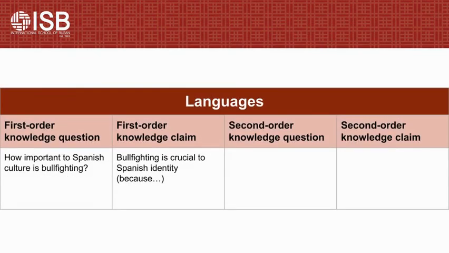Here is an example of a first-order question from a language acquisition class. How important to Spanish culture is bullfighting? And this is followed by a knowledge claim, or what someone may claim is the answer. Bullfighting is crucial to Spanish identity. The student may even give a reason why they think this is. This is the type of question a DP language acquisition teacher may have students explain.